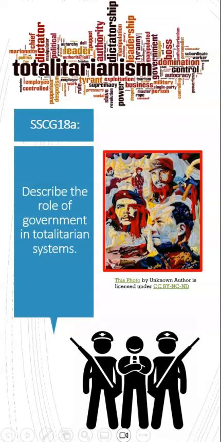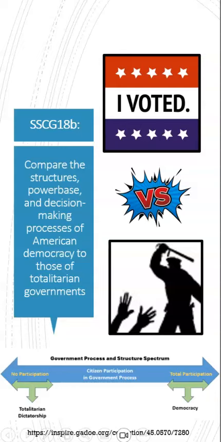If you look at substandard 18A, it's going to be an overview of the role of government in totalitarian systems to give it something to compare to what we have in our democracy. In substandard B, it looks at how the power decision-making process varies between the democracy and totalitarian governments.